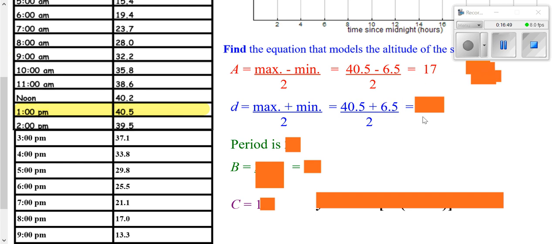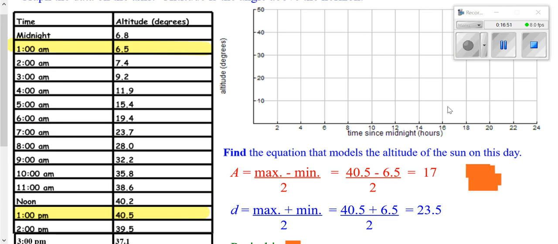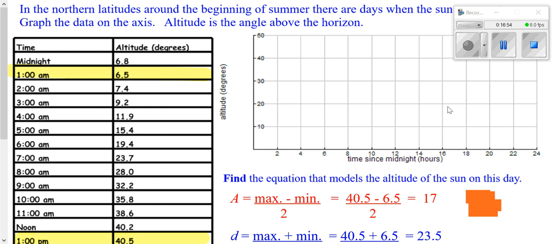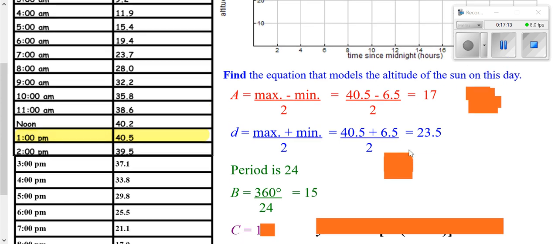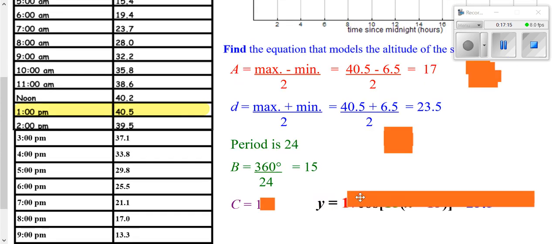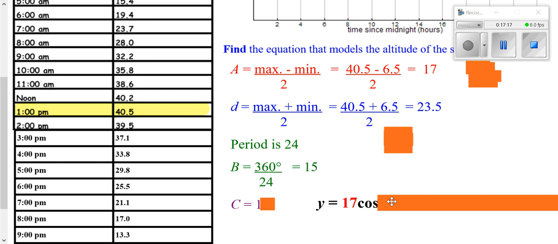Your period, in the context of your problem here, we're dealing with daylight. We know it's going to repeat every day, so our period is going to be, in this case, measured in hours, 24 hours. So our B value is 360 divided by 24, or in this case, 15. So we'll go y equals 17 cosine your B value of 15 x.